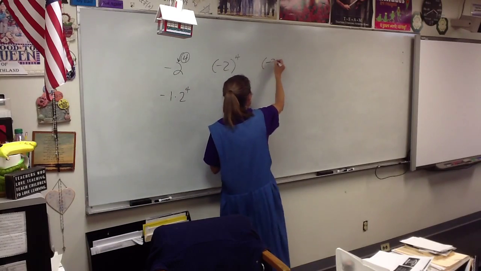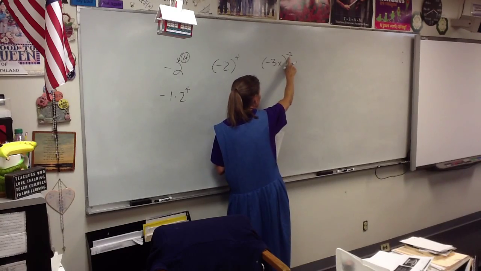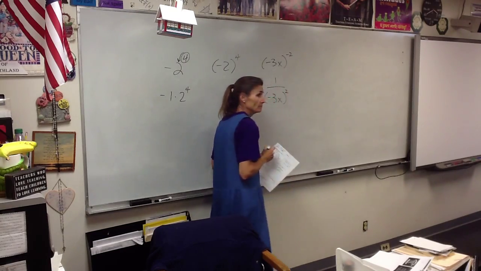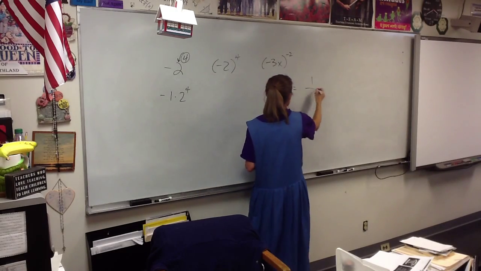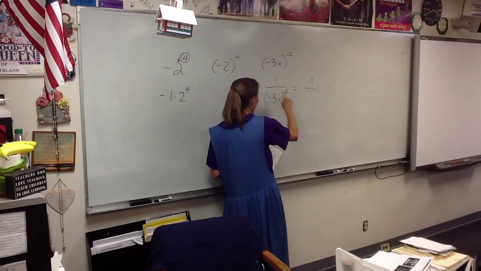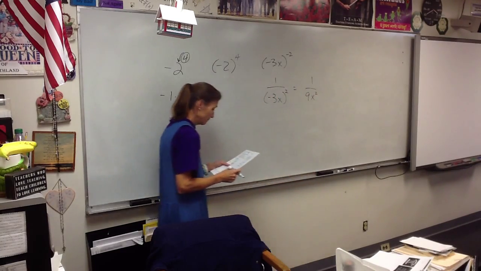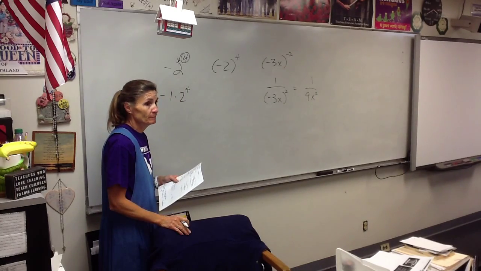B. What does that negative exponent do? So we have 1 over -3x squared. That means -3x times -3x, the exponent's on the whole thing, so that would be 1 over 9x squared. Anybody have a question about that?